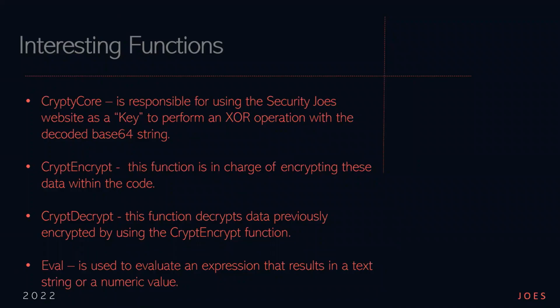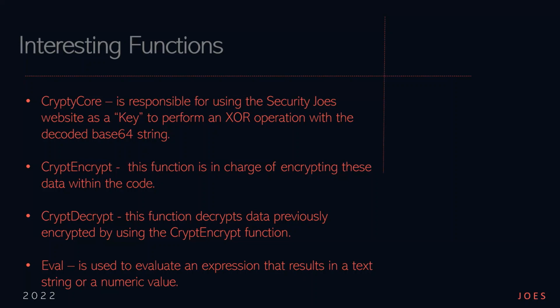Crypt car function is responsible for using the Security Jobs website as a key to perform the XOR operation with a decoded base64 string. Crypt encrypt function is used for encrypting data in a code. Crypt decrypt function decrypts the data previously encrypted by using the crypt encrypt function. And the eval function is used to evaluate expressions that result in a text string or numeric value.